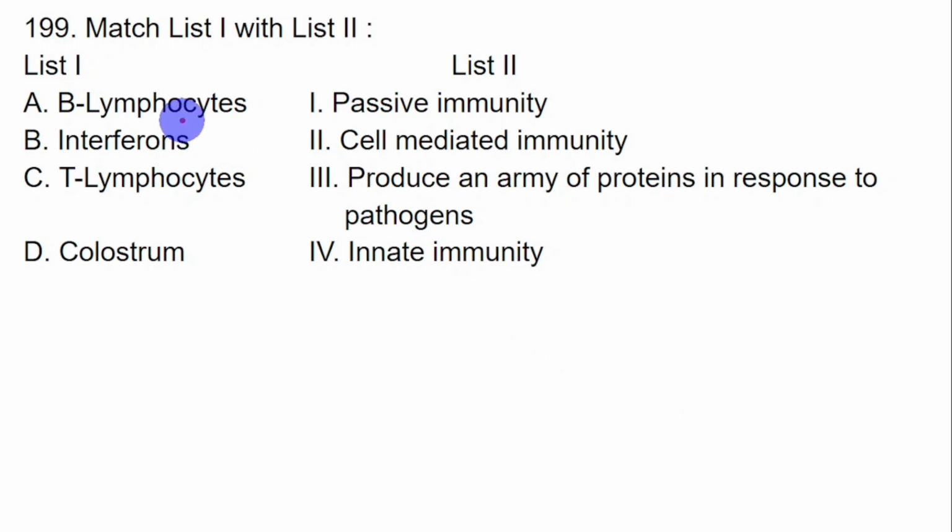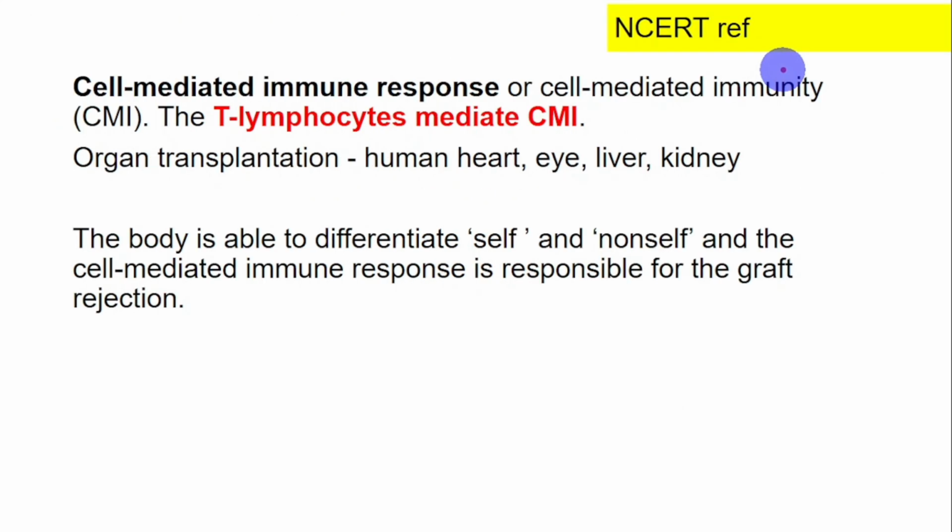So we covered the first one, passive immunity. Next one will be cell mediated immune response. So cell is the T lymphocyte. So T lymphocytes mediate CMI, which is cell mediated immunity. And this is seen in organ transplant rejection reactions.